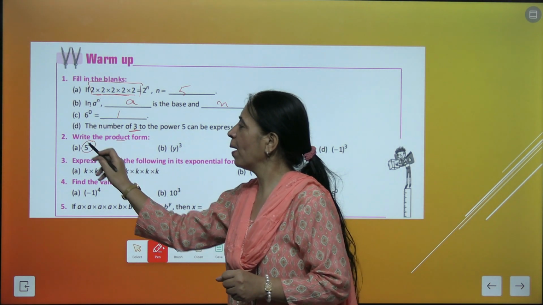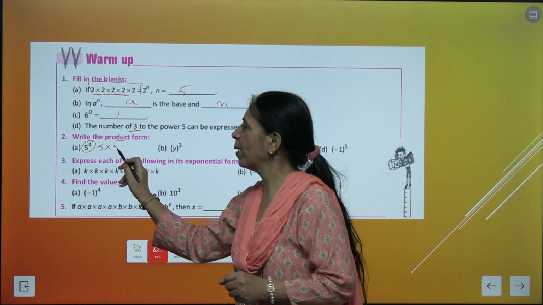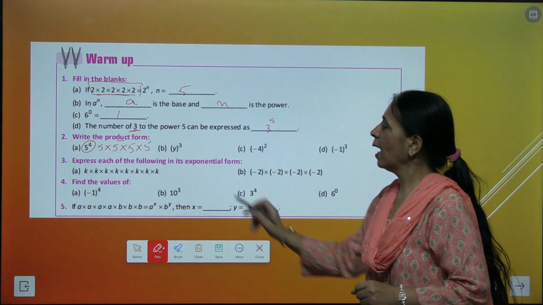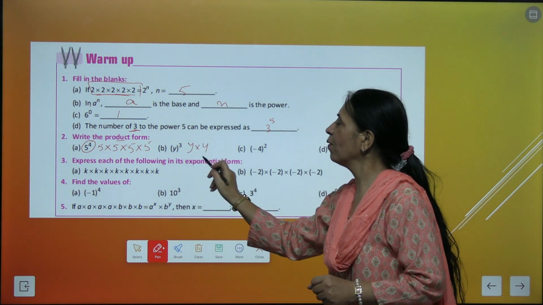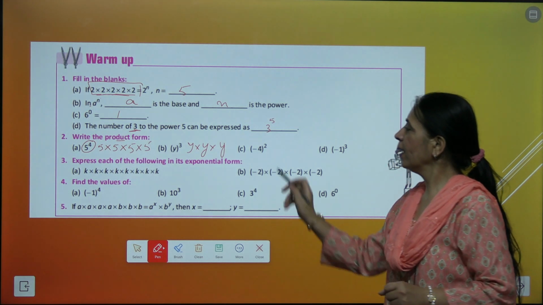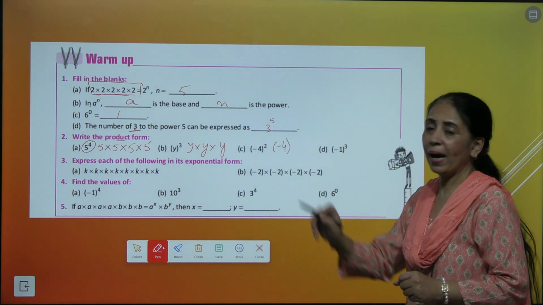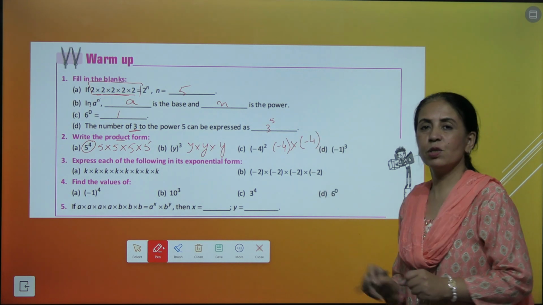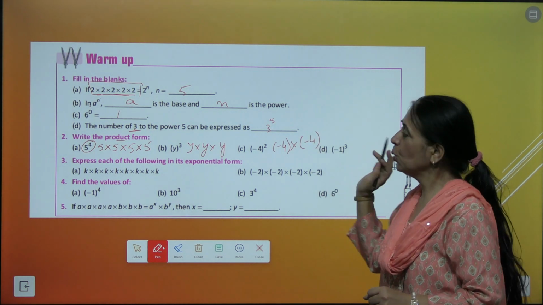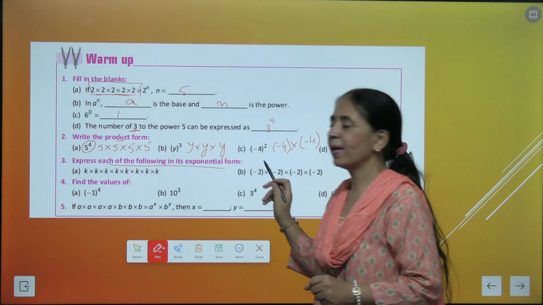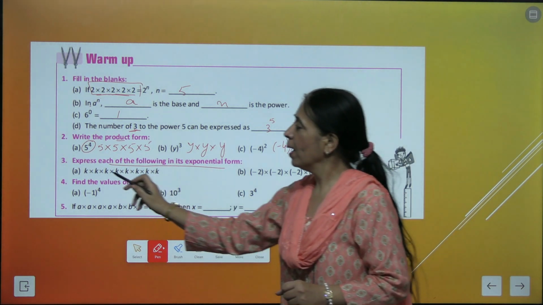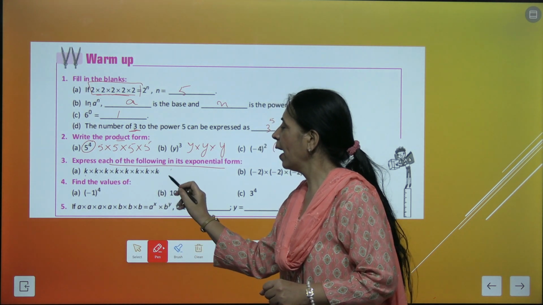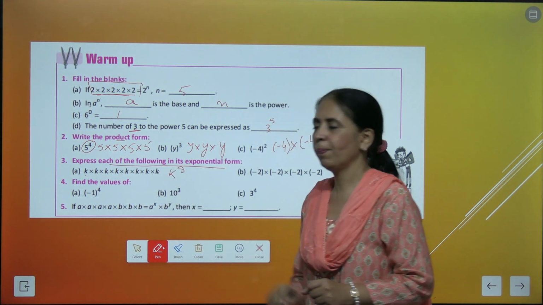So 5 raised to the power 4 है, तो हम इसको 5 multiply 5 multiply 5 multiply 5. यहाँ पर y multiply y multiply y. And here you'll write -4. ब्रैकेट जरूर लगाएंगे जब नेगेटिव नंबर है. Multiply by -4. Okay, and do it yourself. You have to express them in the exponential form. Count करेंगे 1 2 3 4 5 6 7 8 and we write k raised to the power 8.